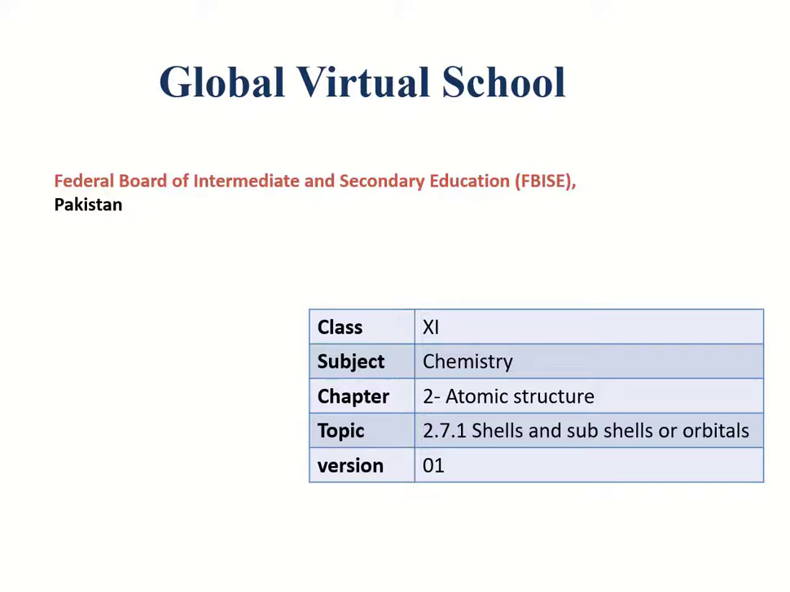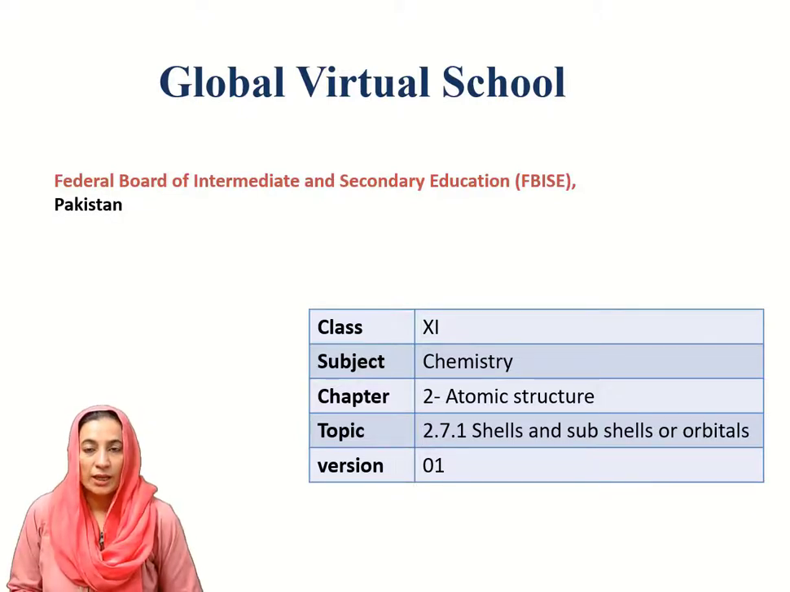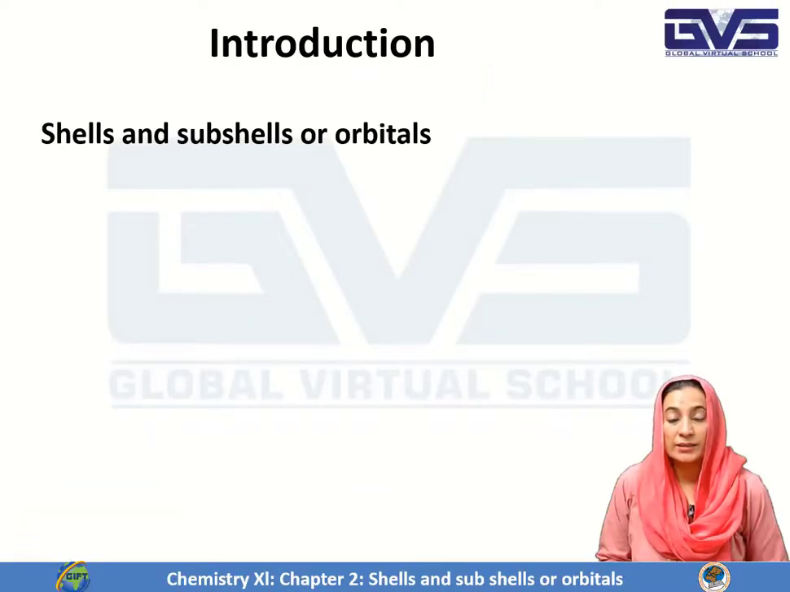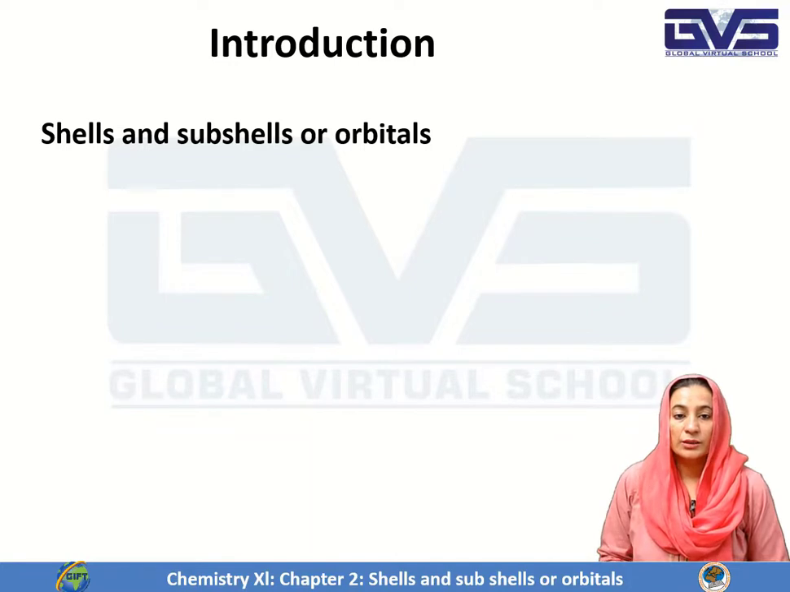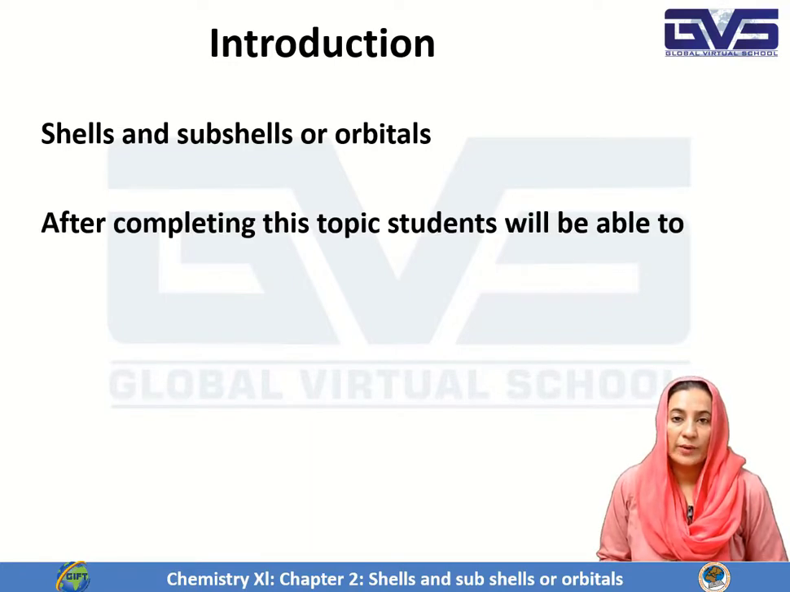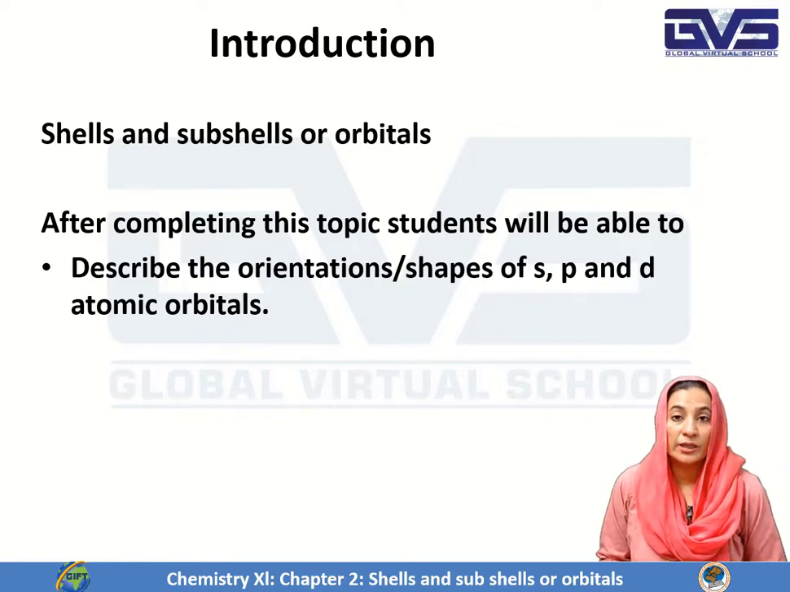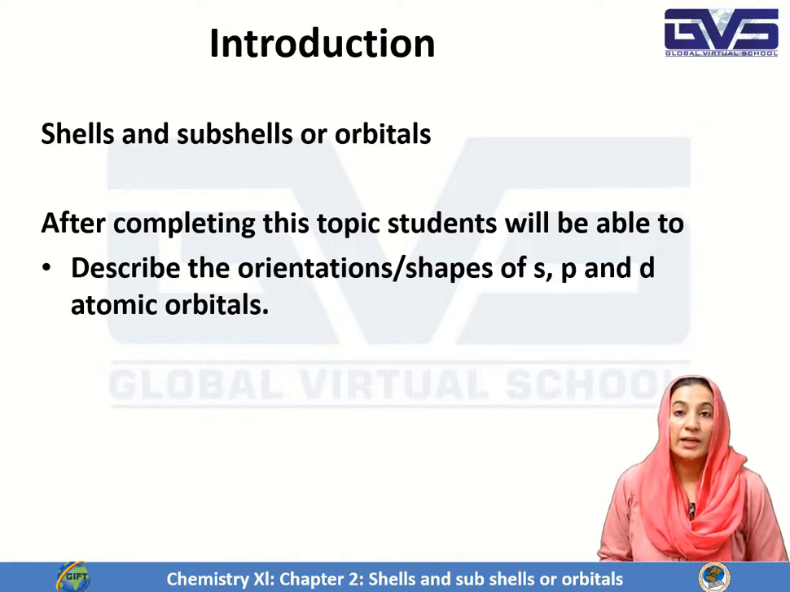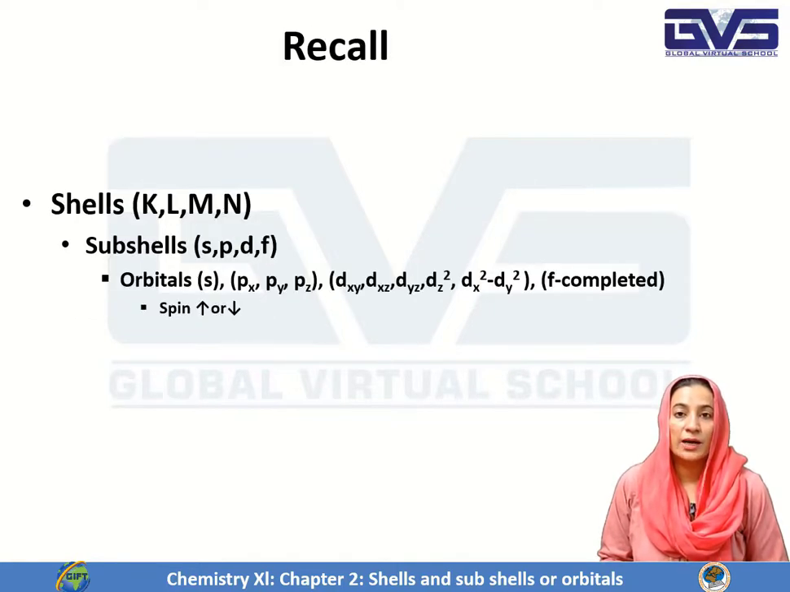Banu, and we are on chapter 2, atomic structure, and the topic for today's discussion from chapter 2 is shells and subshells or orbitals. Students, after completing this topic, you will be able to describe the orientation, or you can say the rotation, and the shape of the S, P and D atomic orbitals. How many orbitals are in S, in P, in D and F orbitals.